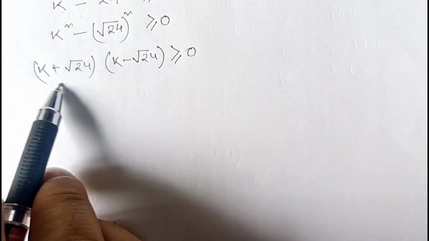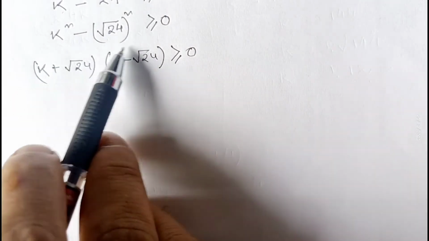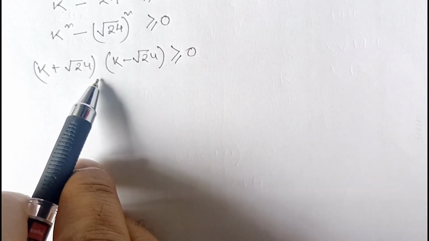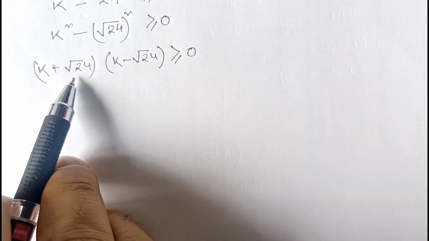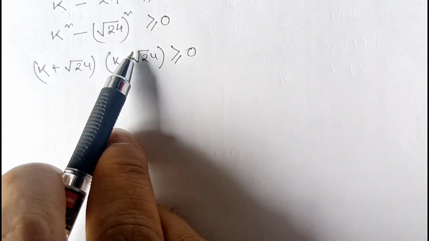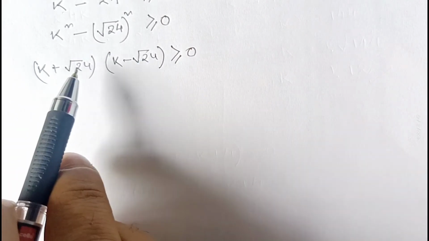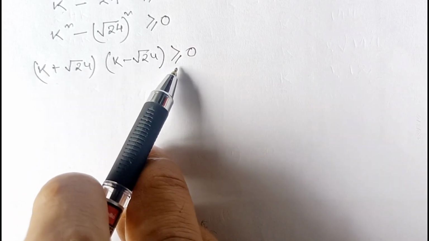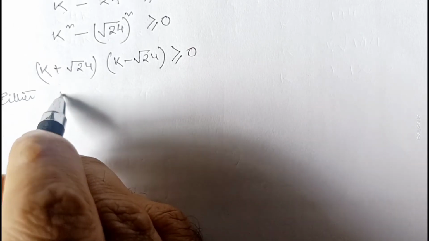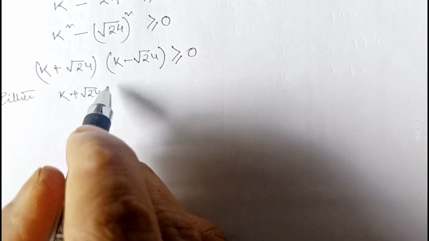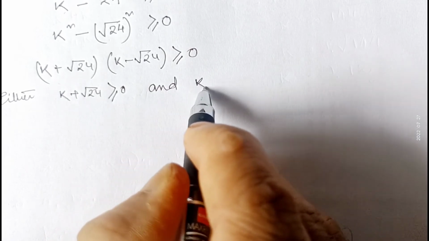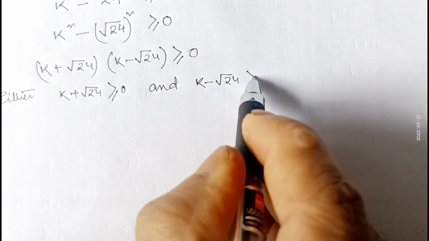Now we are multiplying these two numbers. This is one number, this is another number, and we are going to get greater than equals to 0. So either both of them must be positive or both of them must be negative. Because if this is positive and this is negative, then the product will be negative, and that cannot be greater than or equals to 0. So we can write either k plus root over 24 greater than equals to 0 and k minus root over 24 greater than equals to 0.